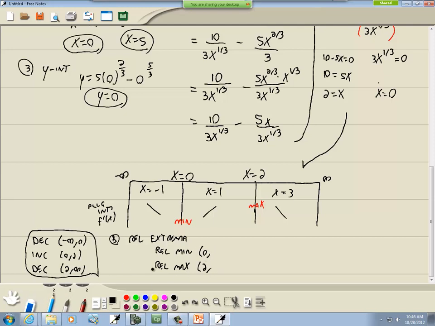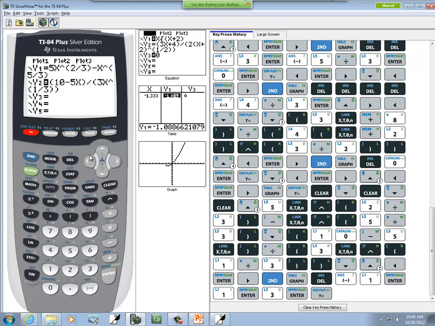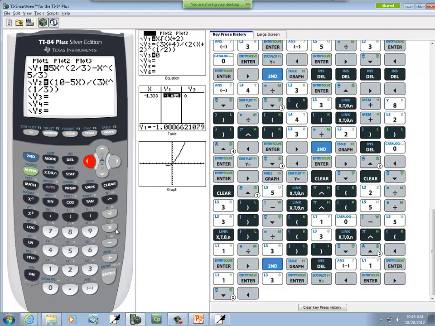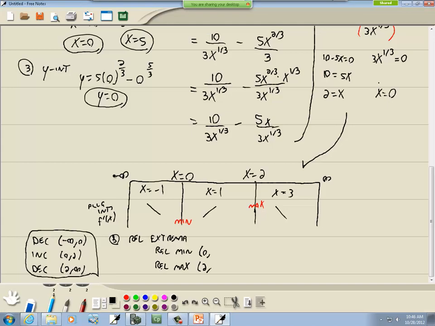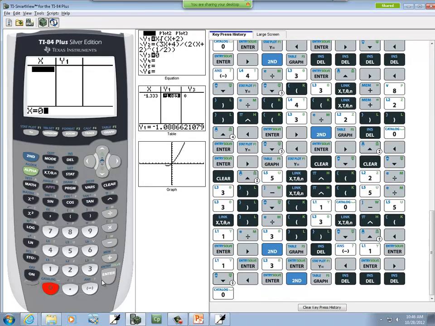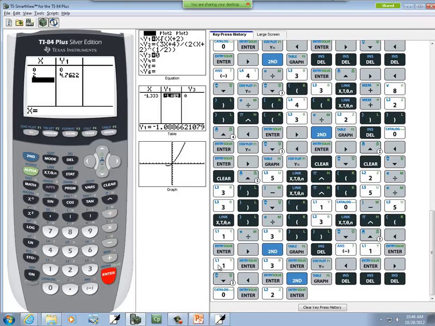And let's go plug those into our original function. So I'll go back to y equals. I want to turn on my original function, press enter on it, and go down to y2 and shut that off. Go to second graph for table mode. Clean those out. And we got 0 and 2. So 0, enter, 2, enter. So relative min at 0, 0, and relative max at 2, 4.8.